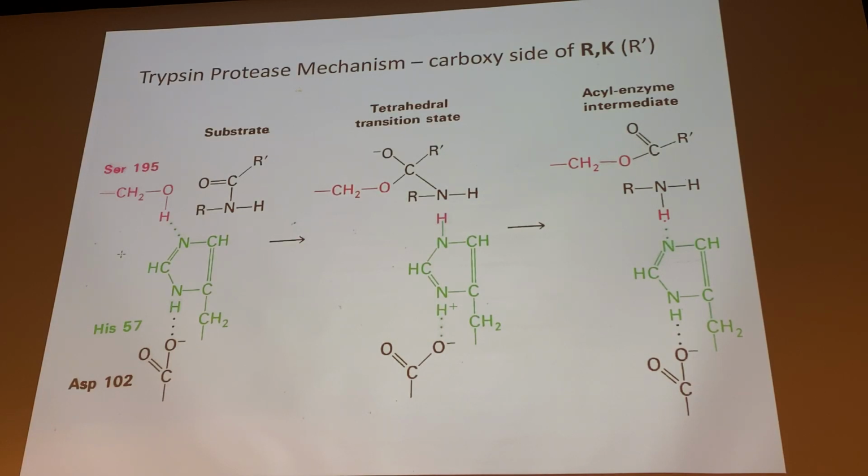Let's look at the structure and the mechanism of the active site of trypsin. Trypsin cleaves on the carboxy side of what? Arginine and lysine. So here it is. Here's our peptide we're going to cleave, and black is our substrate. The active site is a serine at the 195 position. That's the order where it is in the enzyme. 57 is a histidine, and at 102 is an aspartate, or aspartic acid.